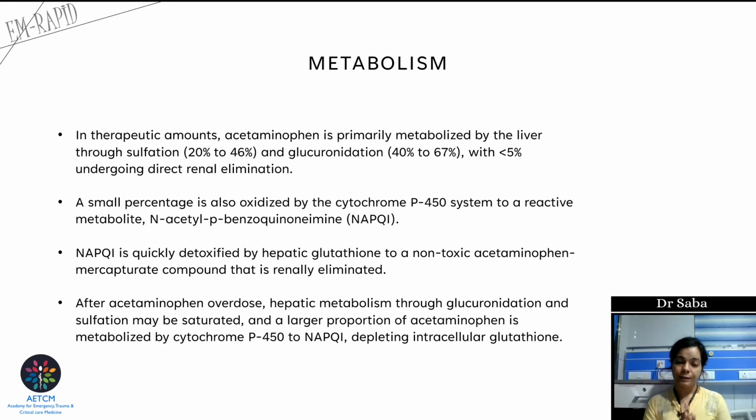To understand how paracetamol poisoning causes hepatotoxicity, it becomes essential for us to understand how paracetamol gets metabolized in the body. So in therapeutic amounts, acetaminophen gets primarily metabolized by the liver, majorly through sulfation and glucuronidation, and less than 5% undergoes excretion or elimination through the kidneys. In that, also a small percentage of it gets oxidized by the cytochrome P450 system to a reactive metabolite called NAPQI, N-acetyl-p-benzoquinone imine.